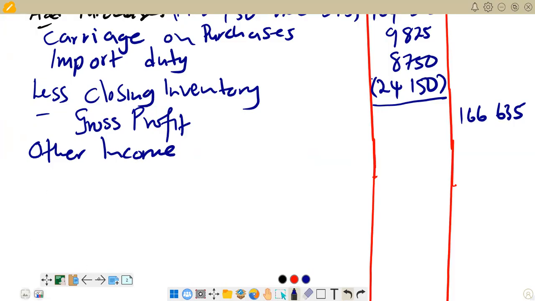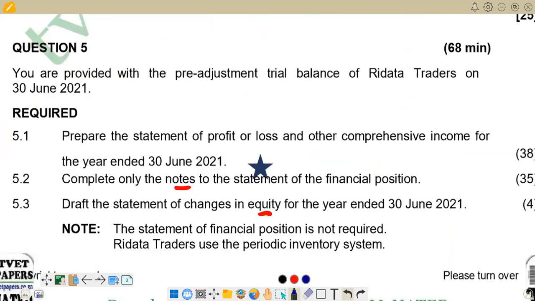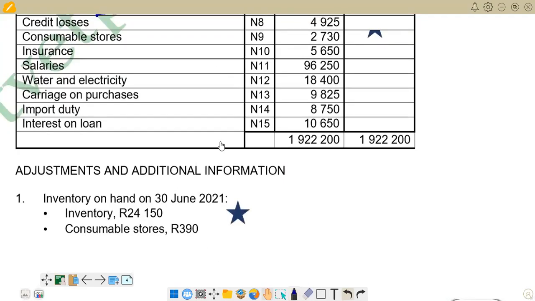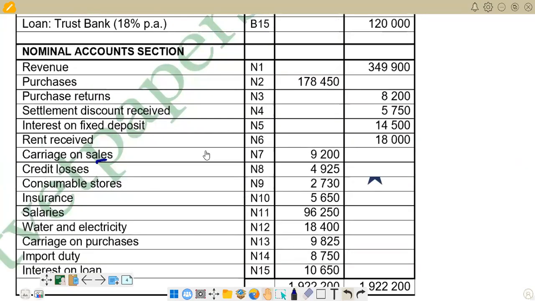In some questions, we'll find out that maybe there might not be some other income there. So you just have to skip that heading of other income and go straight away to less distribution, administrative, and other expenses. If you go to the list of balances that we have, the figures for other income, we find them in the nominal account section here. That's where you're going to find the figure for income.